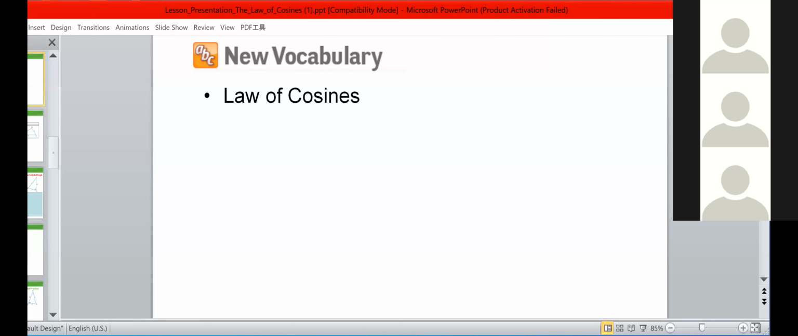Our new lesson is talking about law of cosine. In the previous lesson, we were talking about the sine law. Please don't write anything. Okay, clear all. Now I have disabled it, so only I can write. Please pay attention.